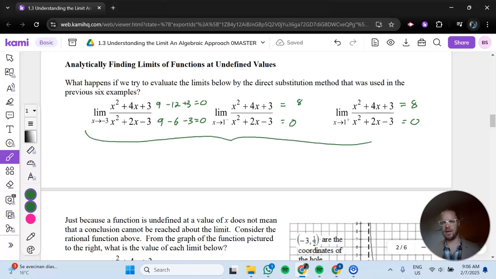So for all of these, we ended up with problems, right? The first one, we got 0 over 0. The second two, we got a number divided by 0, which is still undefined. So we couldn't really do anything.